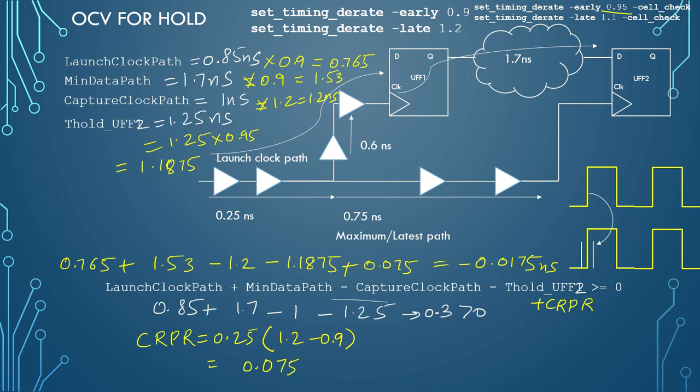Now with this entire exercise, you have clearly seen that when there were no derates, the hold was not violating, and after applying the derates, there is a hold violation when OCV derating factors are applied on these early and late paths.